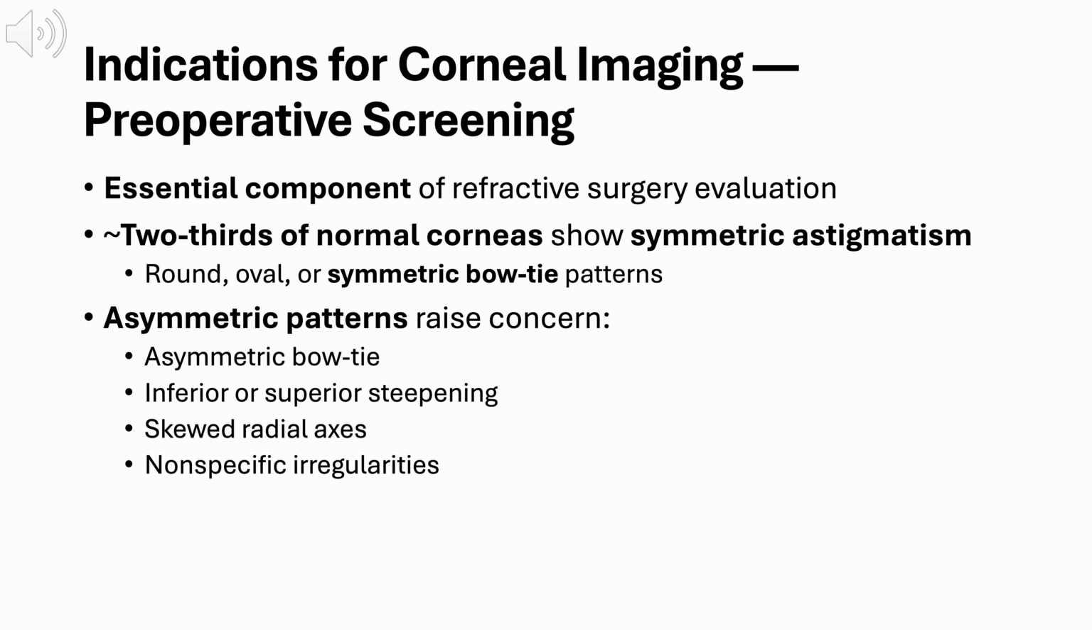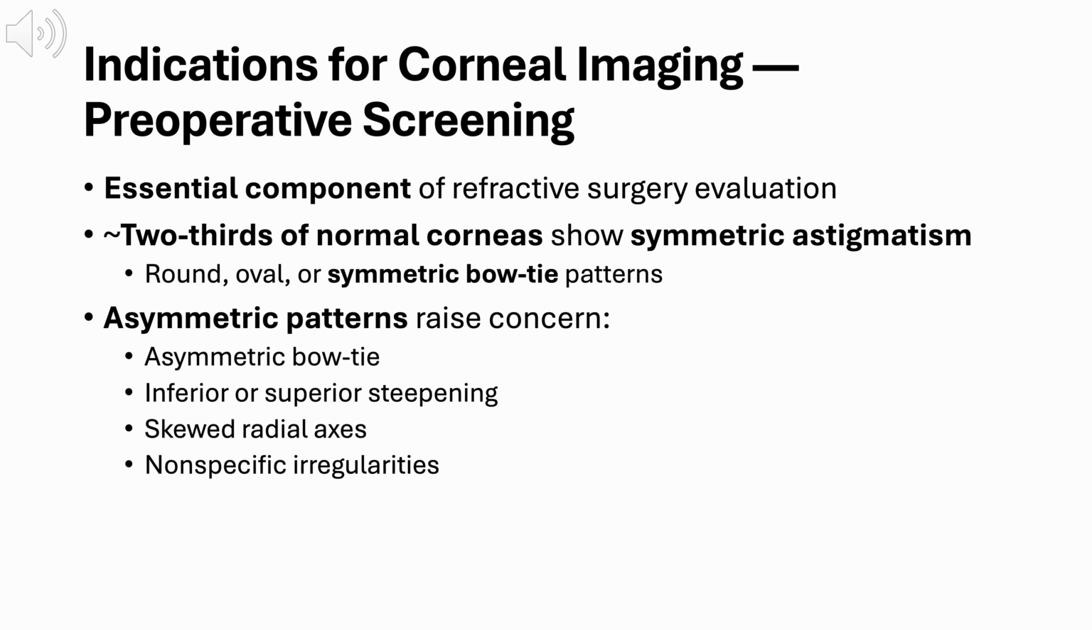In normal corneas, about 2/3 show symmetric astigmatism that can look round, oval, or like a classic symmetric bow tie pattern. These patterns are centered, balanced, and mirror each other across a single axis. When you see that kind of symmetry, it's generally reassuring.